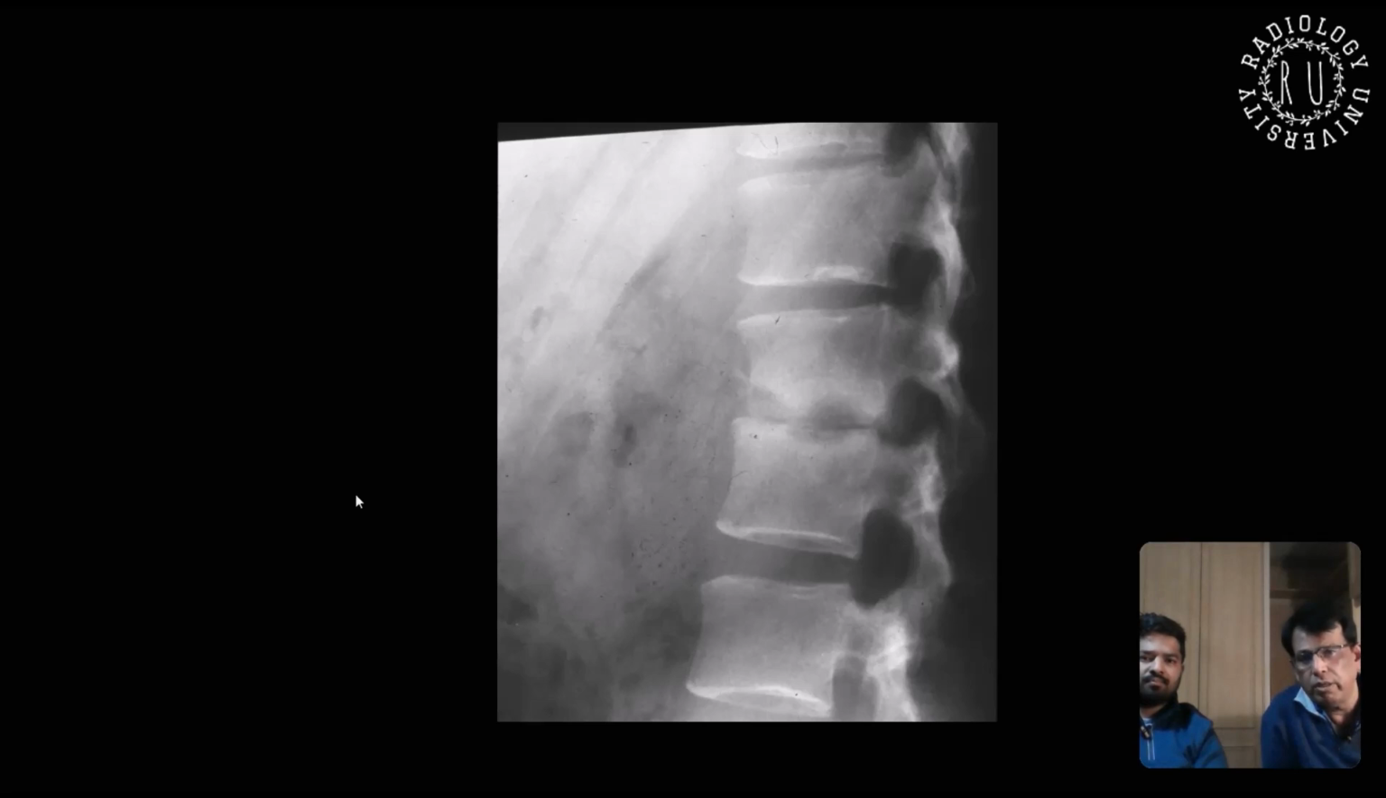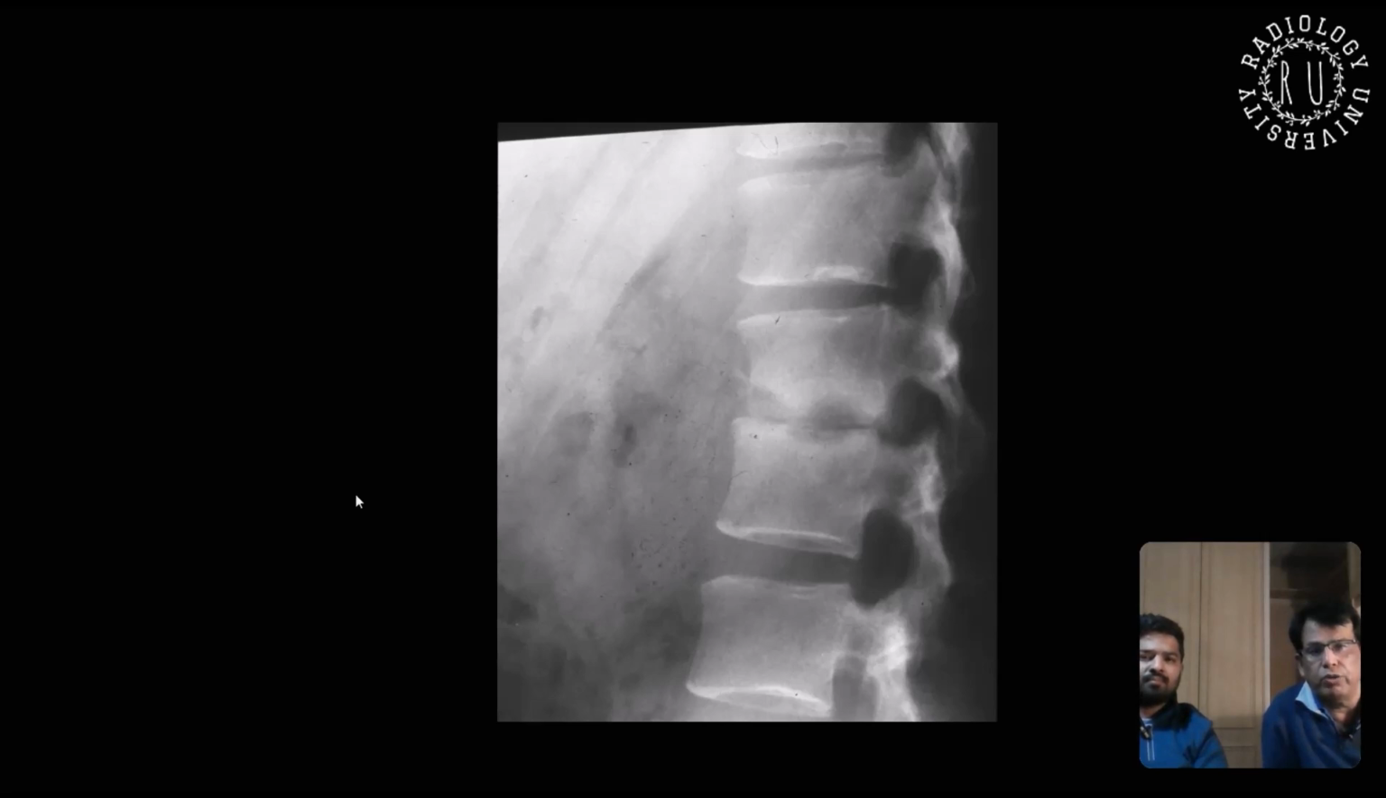And the facet joints are normal. The pre-spinal space soft tissue is difficult to assess but does not show any obvious abnormality at this level. With this acute back pain, I would say that this is possibly a discitis, which should be a worrying point.